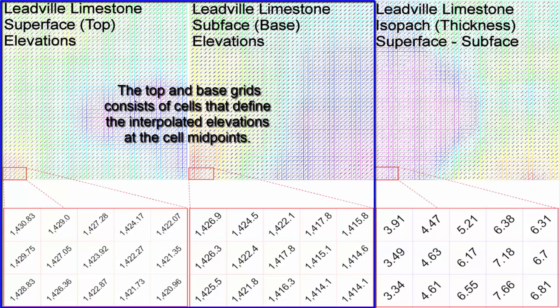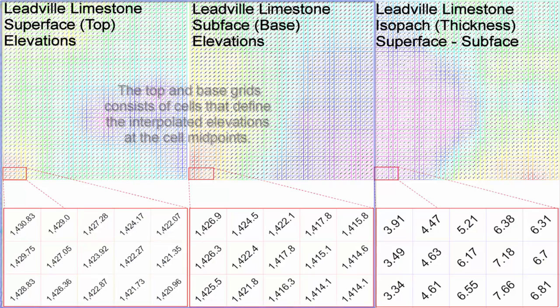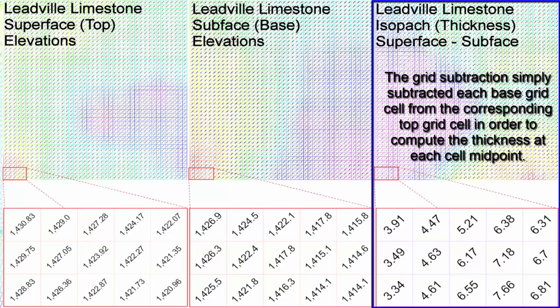The top and base grids consist of cells that define the interpolated elevations at the cell midpoints. The grid subtraction simply subtracted each base grid cell from the corresponding top grid cell in order to compute the thickness at each cell midpoint.